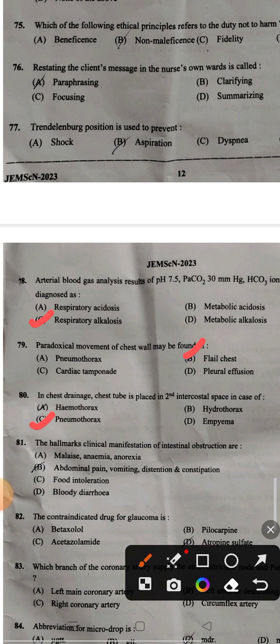Question number 81. The hallmark clinical manifestations of intestinal obstruction are: option A malaise, anemia and anorexia, option B abdominal pain, vomiting, distension and constipation, option C food intolerance, and option D bloody diarrhea. The correct answer is option B, abdominal pain, vomiting, distension and constipation.